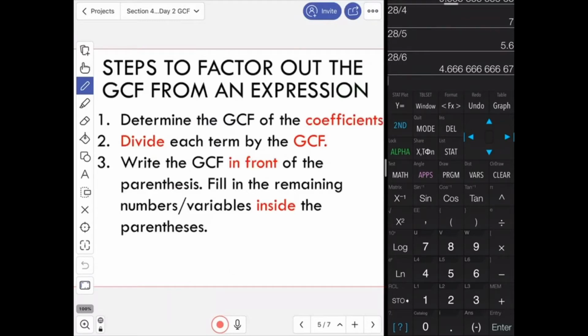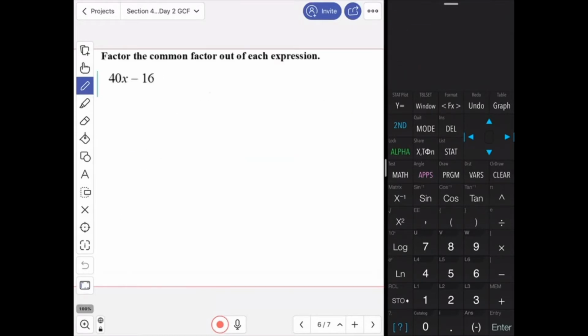Now, in order to factor this greatest common factor out of the expressions, you have to determine the greatest common factor of the coefficients, divide each term by the greatest common factor, and then rewrite the greatest common factor in front of the parentheses, filling in whatever is remaining inside the parentheses. So for example, for 40 and 16, we're first going to find the factors of each coefficient.